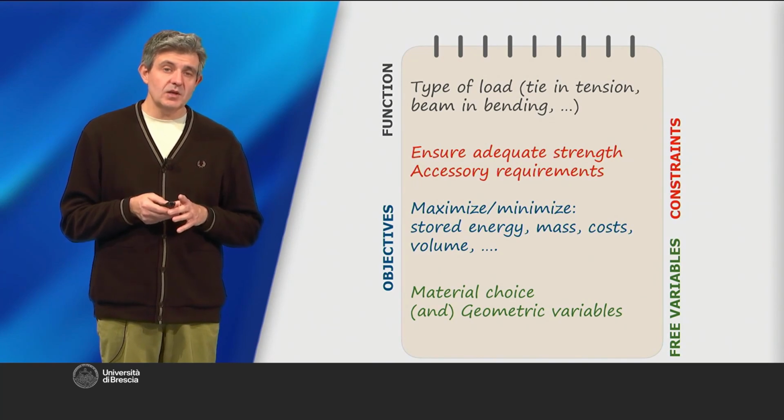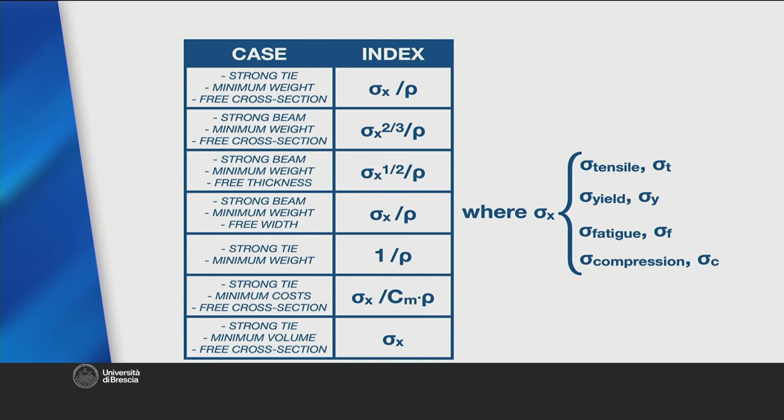Lastly, the project designer may work with some free variables, which could involve the choice of material or possibly the geometry of the product. The selection of the most suitable material, in this case as well, is based on defining the material's performance index. As in the case of design constrained by stiffness, being able to mathematically derive these indexes is important but not necessary. What really matters is knowing where to find these indexes, understanding their meaning, and knowing how to use them when solving problems.